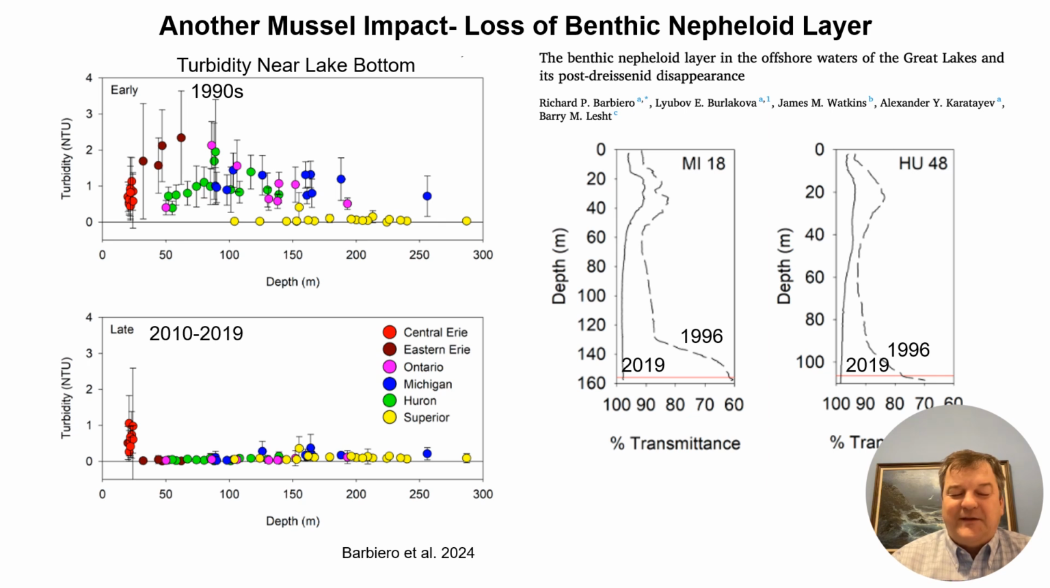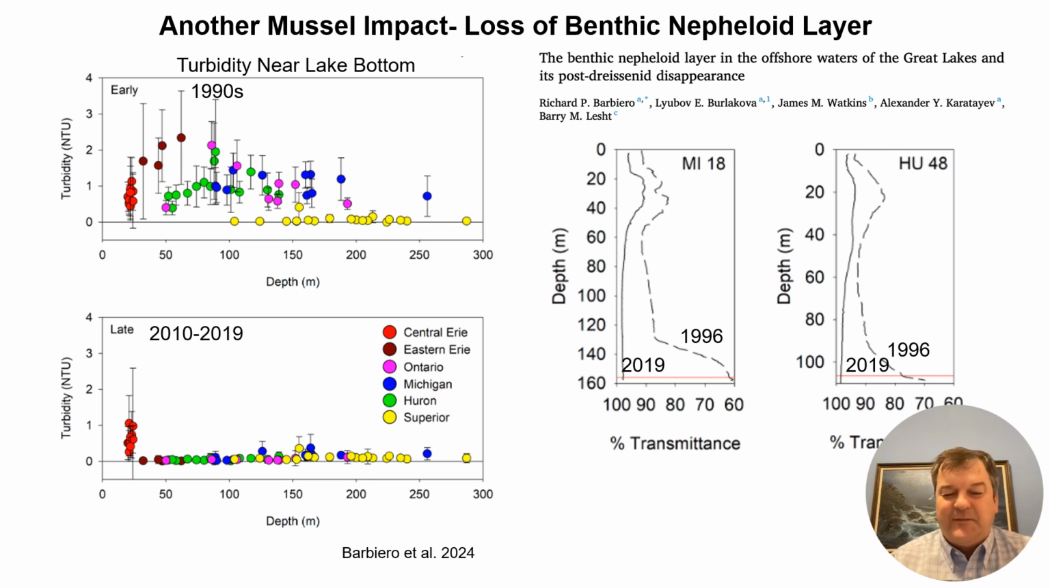We recently published a paper on another mussel impact, the loss of the benthic nepheloid layers. So early in the 90s, you could see that there was a kind of a hazy layer above the bottom, which actually had large amounts of algae and total phosphorus that actually came from surface water and advanced down to the bottom. But by 2010 to 2019, you see that turbidity, that haziness, has completely disappeared, largely because of mussels.